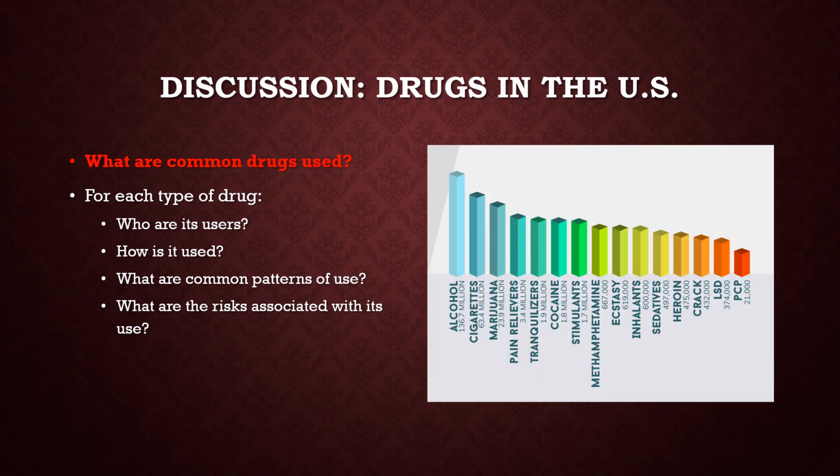So as you can see here, alcohol is the number one consumed substance in the United States, followed by cigarettes, then marijuana, then pain relievers, also tranquilizers, and cocaine and stimulants are right there around the same amount. And then just underneath that is methamphetamines and ecstasy. And they're making ecstasy with methamphetamines, but also they make it with cocaine as well. And then inhalants and sedatives, and then heroin, crack, LSD, and PCP is the last one.